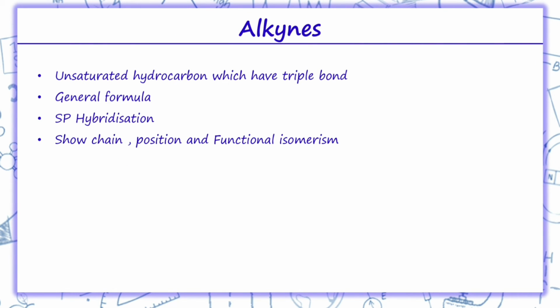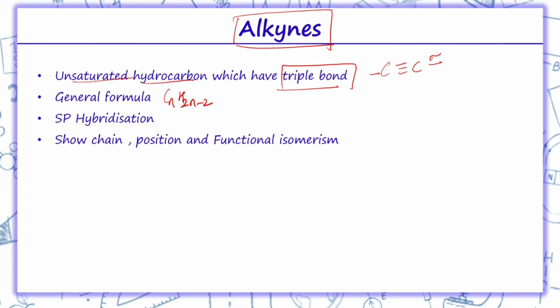So what are alkynes? Unsaturated hydrocarbons which have a triple bond like this are known as alkynes. Their general formula is CnH2n-2. As we can see over here, this is one sigma bond and this is another sigma bond. So one carbon has two sigma bonds, therefore the hybridization is sp hybridization.